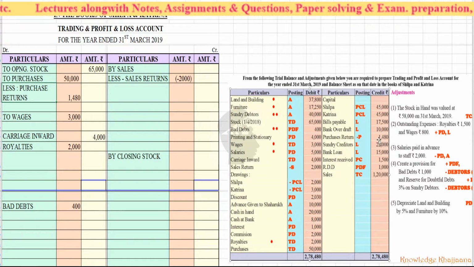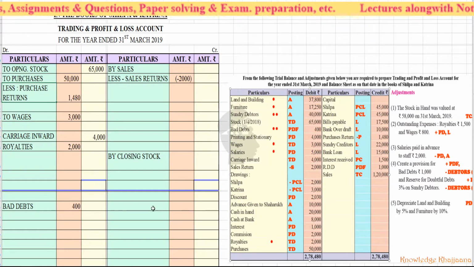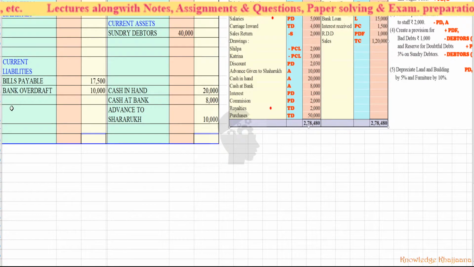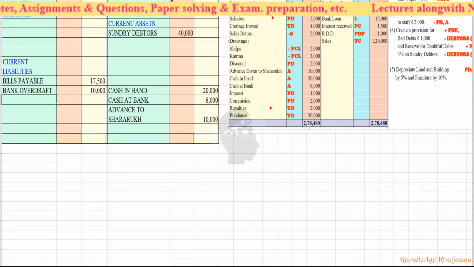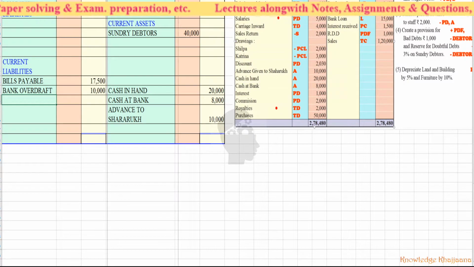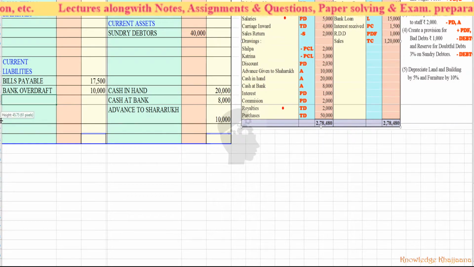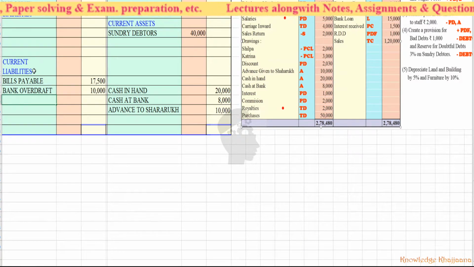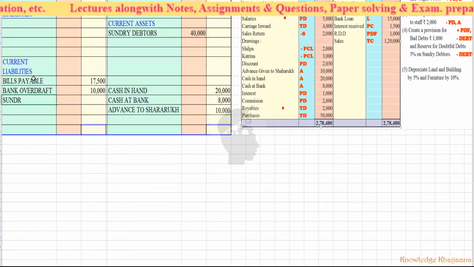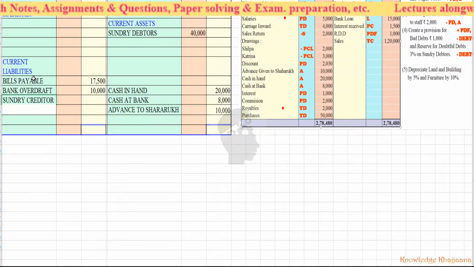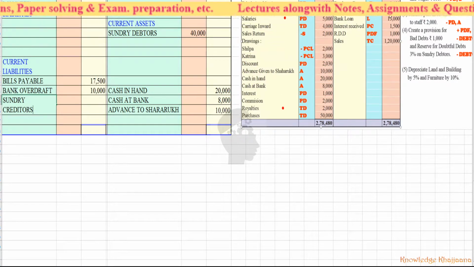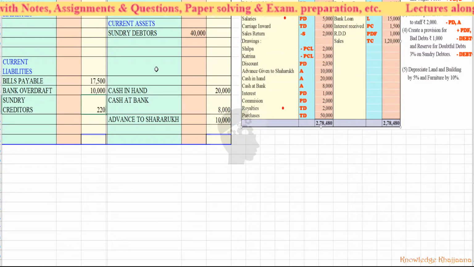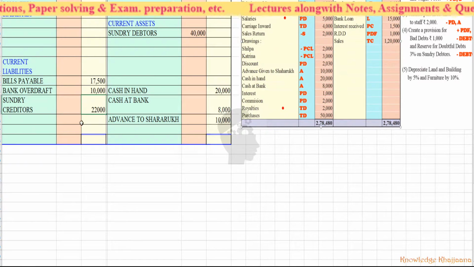Then sundry creditors. Sundry creditors is a liability. How much is the value of sundry creditors? Rupees 22,000. There is no adjustment, so the value will go to the outer side. 22,000.